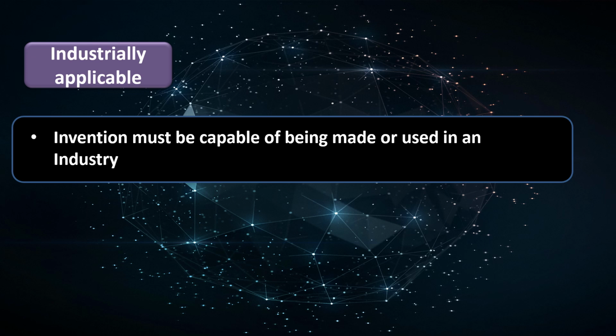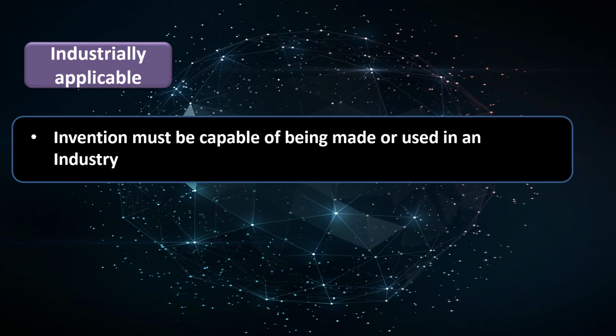The third criteria or requirement is industrial applicability. Now, this is a very common requirement. In fact, anyone who is inventing something, in most cases, obviously satisfies this criteria. So what this criteria means is, the invention should be capable of being made or used in an industry.